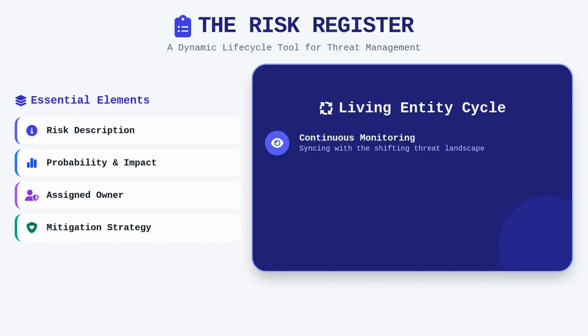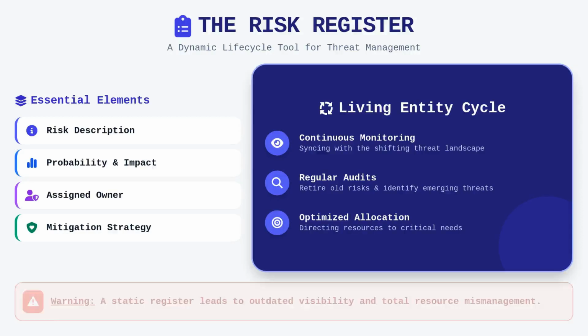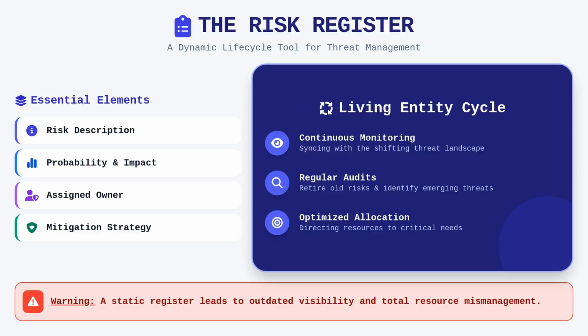Continuous risk monitoring ensures that as the threat landscape shifts or the infrastructure is updated, our assessment remains synchronized with reality. Regular audits of the register help identify risks that have been retired, risks that have intensified, and emerging threats that were not previously factored into the plan. If the risk register does not accurately reflect the current environment, the organization will eventually fail to allocate resources where they are needed most.